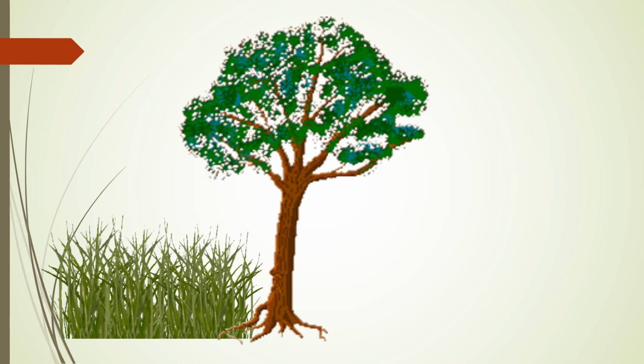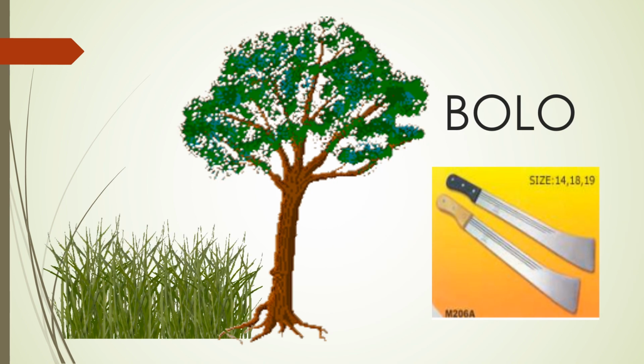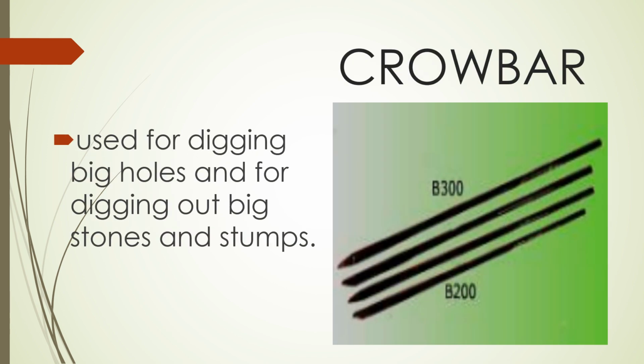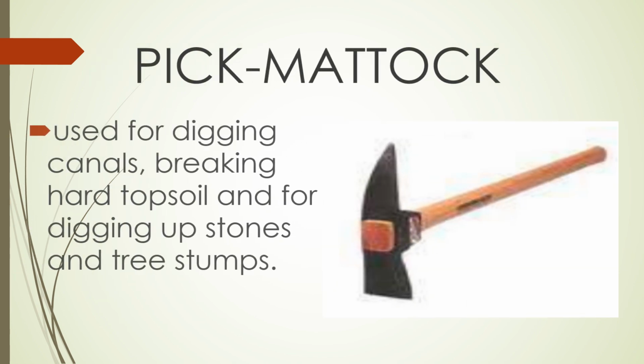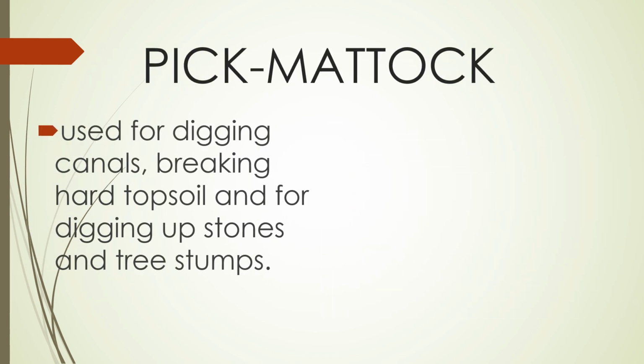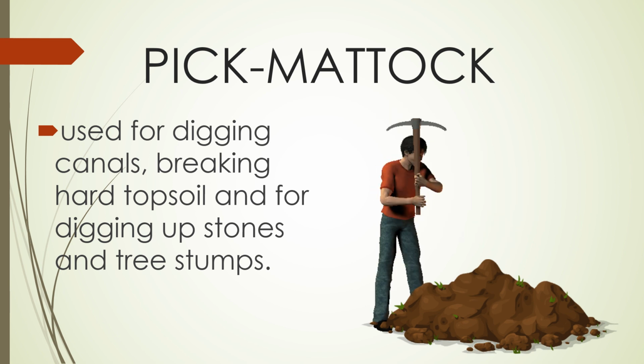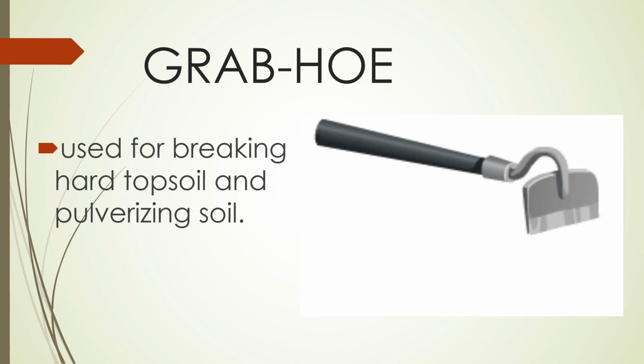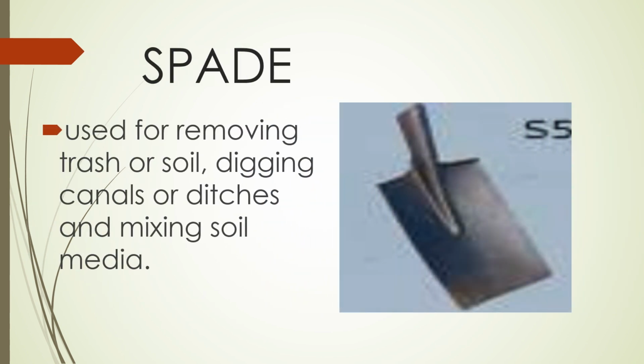For cutting tall grasses and weeds and chopping branches of trees, you need a bolo. Bolo is a large cutting tool of Filipino origin. Crowbar, used for digging big holes and for digging out big stones and stumps. Pick mattock, used for digging canals, breaking hard topsoil, and for digging up stones and tree stumps. Grab hoe, used for breaking hard topsoil and pulverizing soil. Spade, used for removing trash or soil, digging canals or ditches, and mixing soil media.